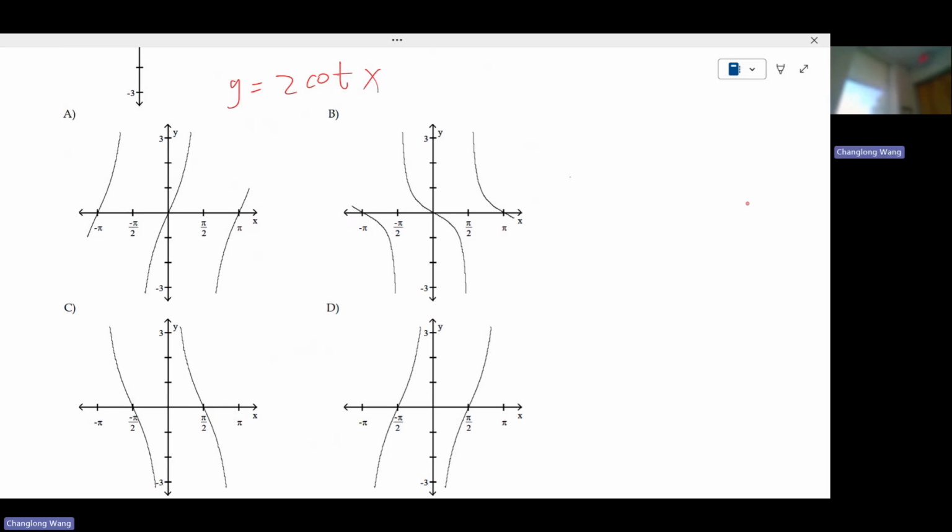Two times cotangent x. So cotangent x looks like this. There's only one thing I have to take care of, right? That factor 2 all the way in the front. So what do you say? If you're ready, let me know which one you're going to pick. A, B, C, or D.